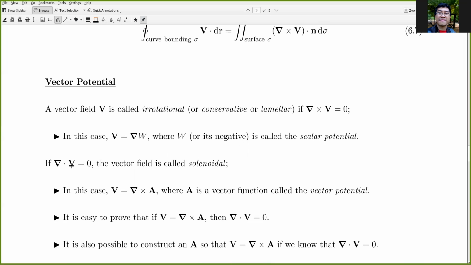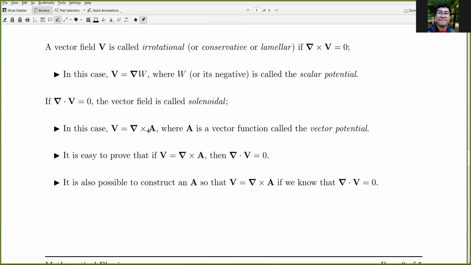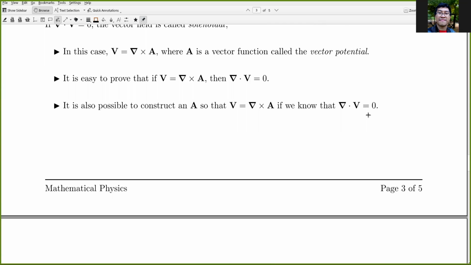If del dot V is 0, the vector field is called solenoidal. In this case, we can write V as a curl of a vector A. A is a vector function called the vector potential. We can prove that if V equals del cross A, then del dot V equals 0. We can also construct an A so that V equals del cross A if we know that del dot V equals 0. That is, if we know del dot V equals 0, then we construct A.